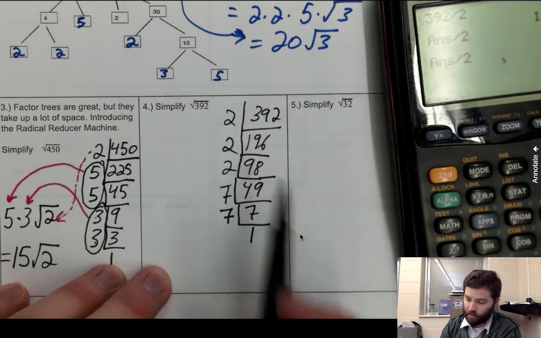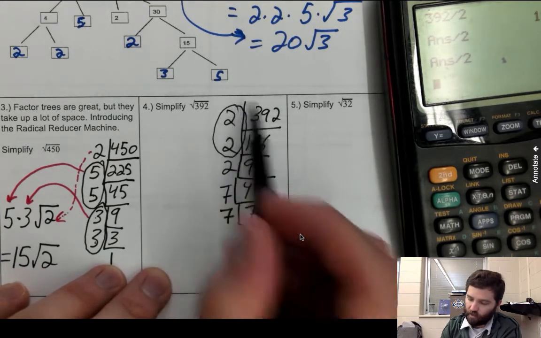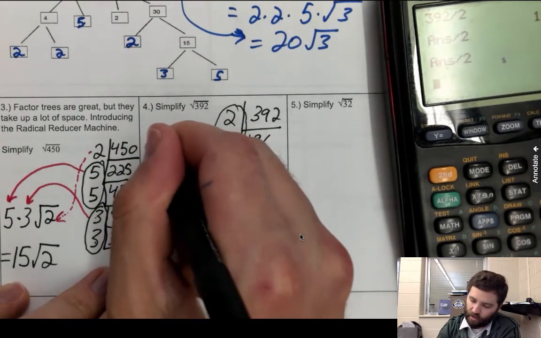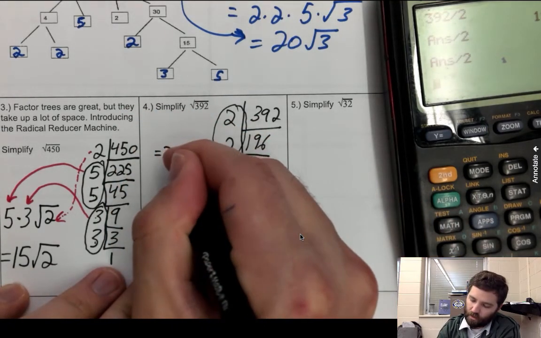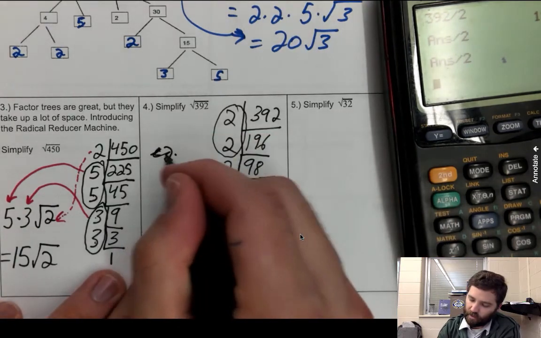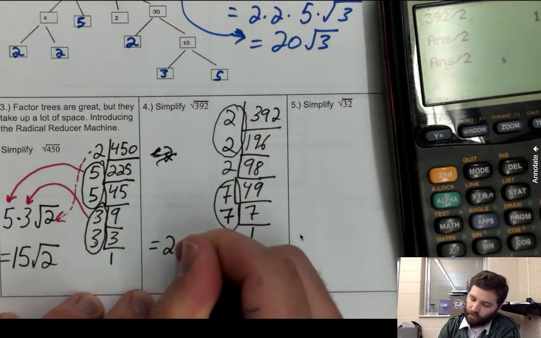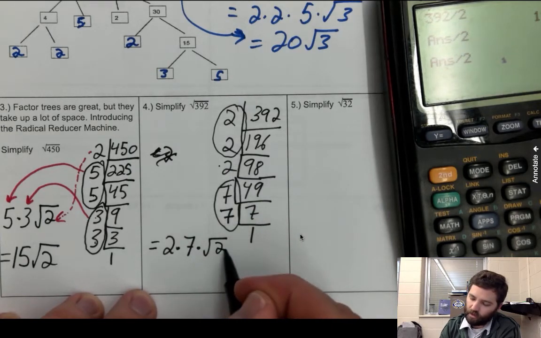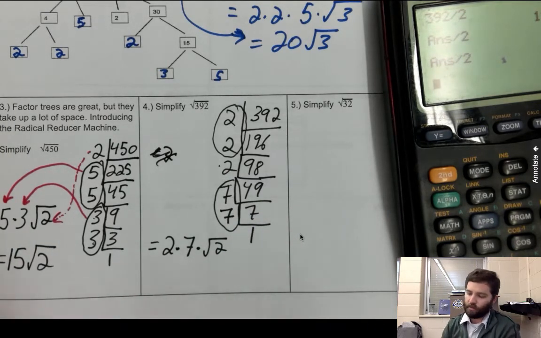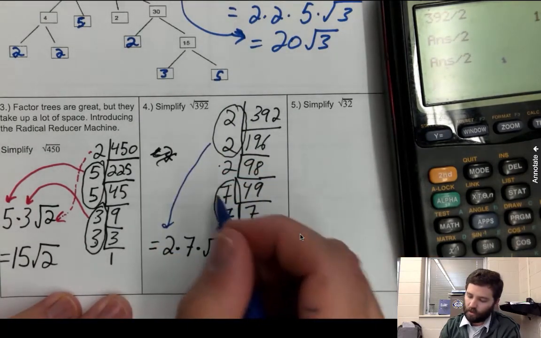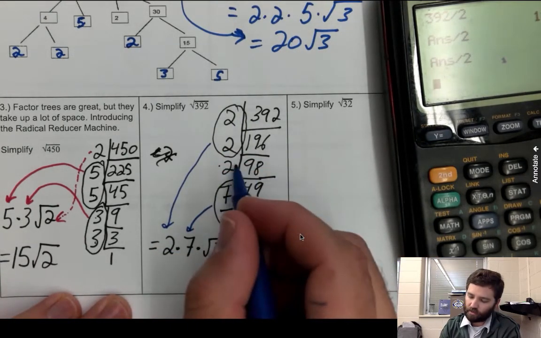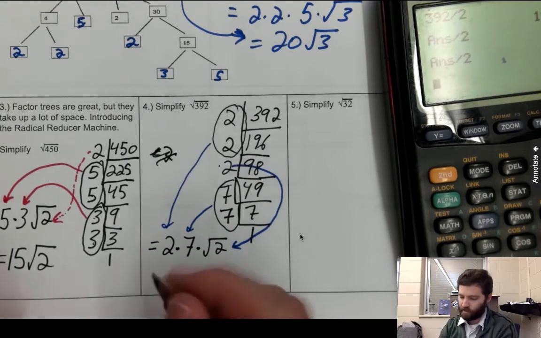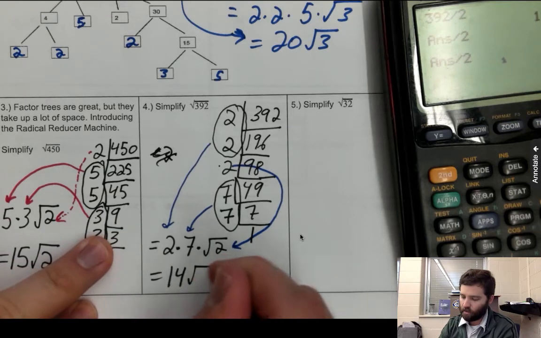Circle your pairs of numbers. So I have one pair of 2s. That will come out in front. I have another pair of 7s. That'll come out in front. So I end up with this. Let's write it lower here. I get 2 times 7 times the square root of whatever's left over, which is 2. Okay, so 2, 7, whatever's left over comes underneath. All right, and then simplify for the last step. So this will end up being 14 square root of 2.